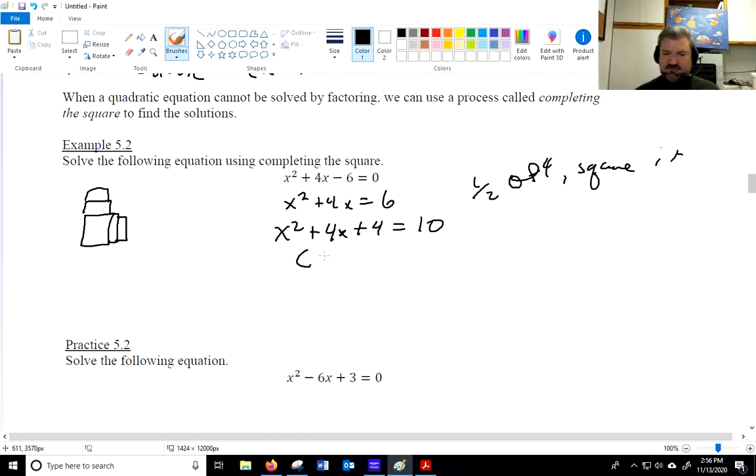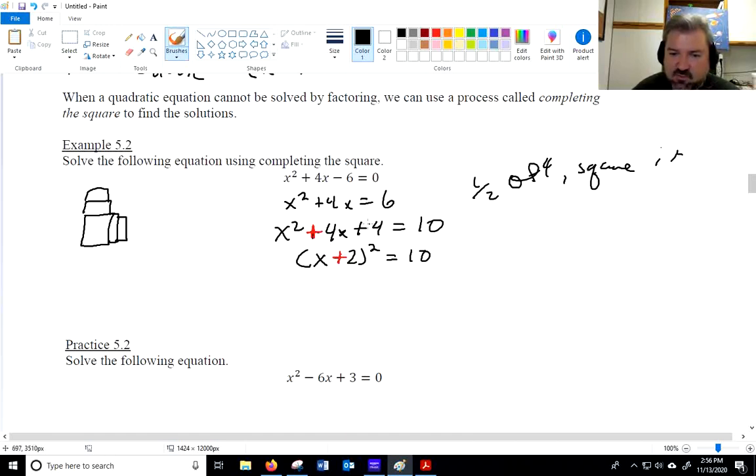Now this factors as x plus 2 times x plus 2 equals this. Notice that this number should always be half of that number and the square root of that number. Then those need to be the same thing. And it'll always take the sign. Whatever this sign is, that's the sign that will go here. Okay, so that's x plus 2 squared is equal to 10.